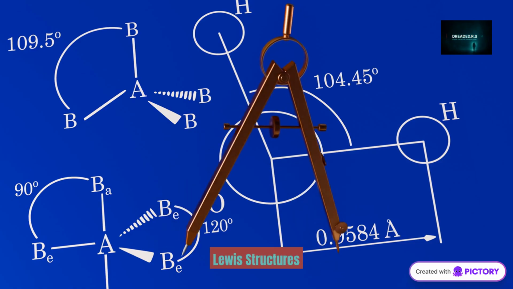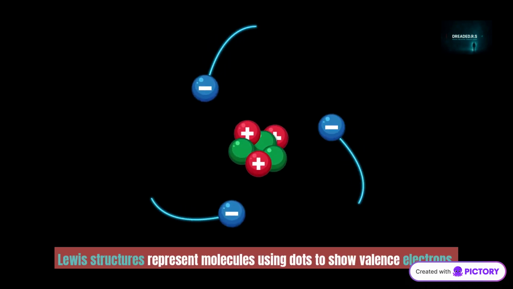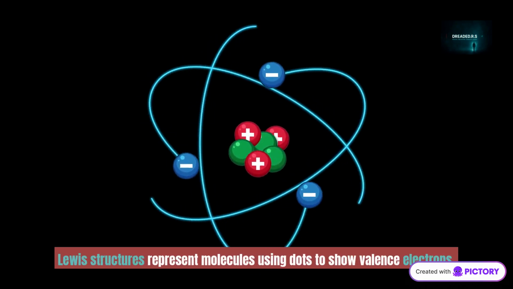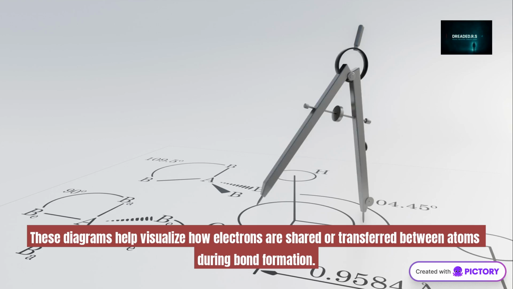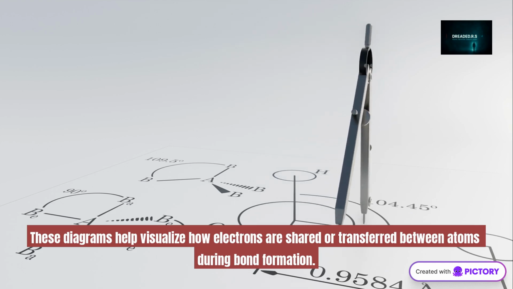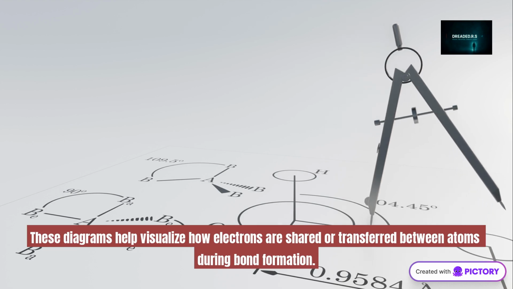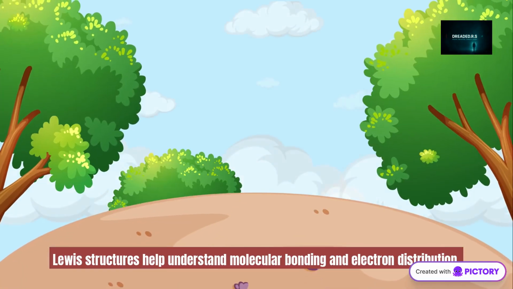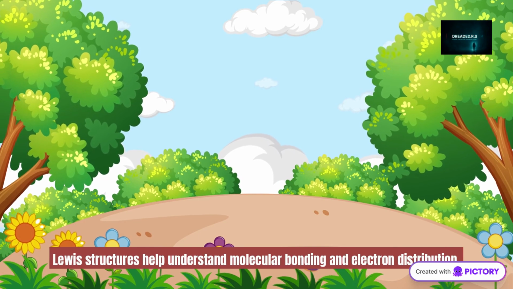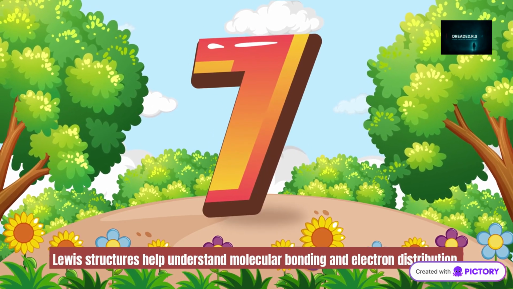6. Lewis structures. Lewis structures represent molecules using dots to show valence electrons. These diagrams help visualize how electrons are shared or transferred between atoms during bond formation. Lewis structures help understand molecular bonding and electron distribution.